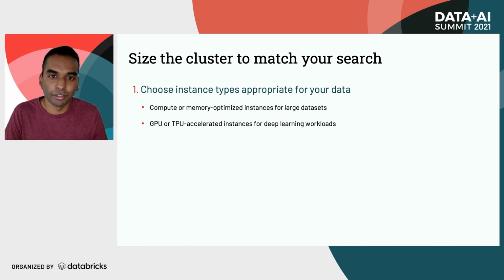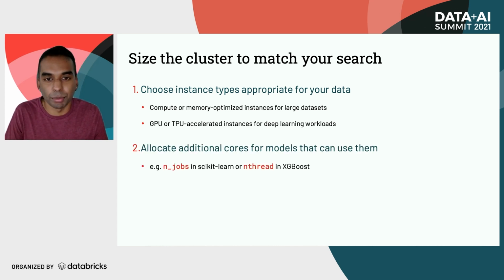Another thing to be aware of is that your training algorithms may be able to use multiple cores, and it's in your best interest to leverage that. Again, this is because Bayesian optimization learns iteratively, so it's better to have evaluations finish faster in sequence than slower in parallel. For example, if your scikit-learn model has an n-jobs parameter to use multiple threads during the fitting process, it's typically advantageous to maximize this value.